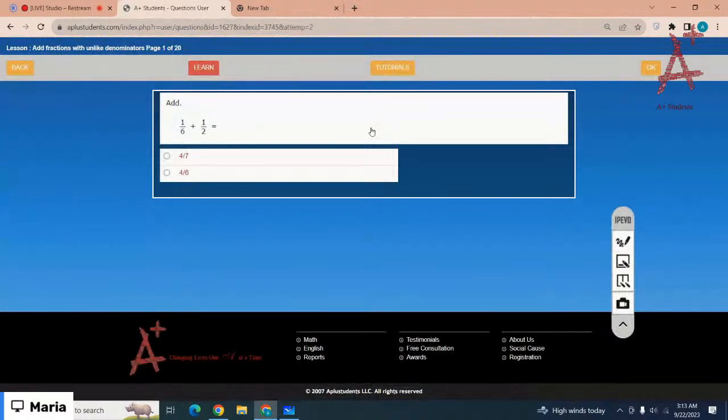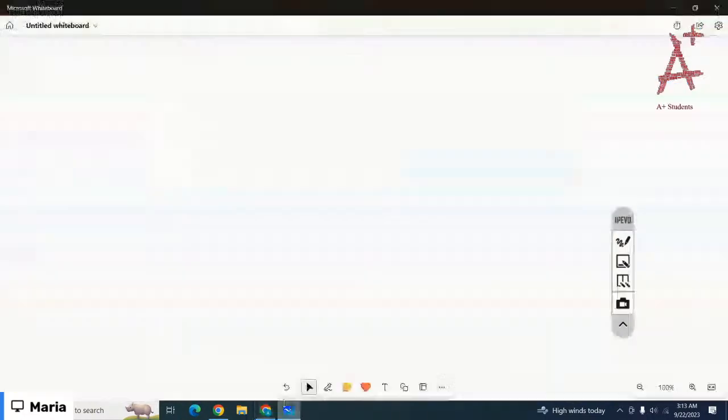Let's start with the first one: 1 by 6 plus 1 by 2, right? You have to add them. They are fractions with unlike denominators because the denominators of both fractions are different. You have to make their denominators equal. 6 and 2. The smaller number is 2. If you multiply the smaller number by 3, you can make 6, and then both denominators are exactly equal.